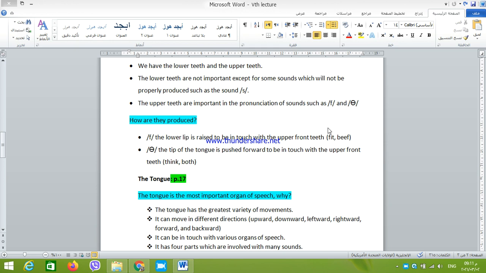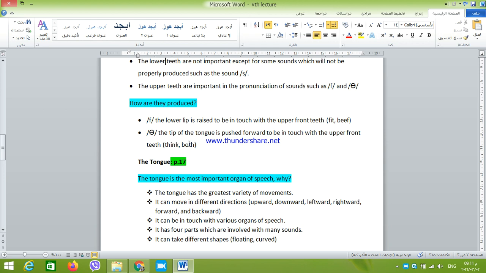So the same thing is happening with the tip of the tongue, which is pushed forward to be in touch with the upper front teeth. So just to correct your information and mine, the upper front teeth are more important than the lower front teeth. Now, look at the pronunciation of f. The lower lip is raised to be in touch with the upper front teeth, like fit, beef, f. You can feel that the lower lip is raised and becomes in contact with the upper front teeth.